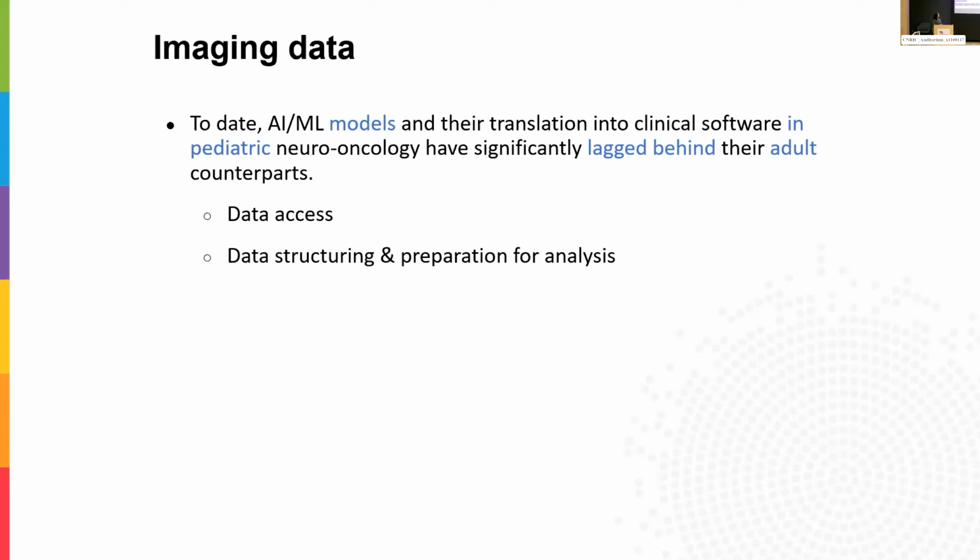Imaging data also, especially that which is clinically collected, is very messy. It requires a ton of data structuring and preparation in order to be used for model building. And there's a lot of domain expertise. There's a lot of technological and computational resources necessary in order to use imaging data in practice. So for the next part of this talk, I'm just going to focus on data access and how the CBTN in particular is leading the way in breaking down barriers to access to imaging data for research and clinical trials.